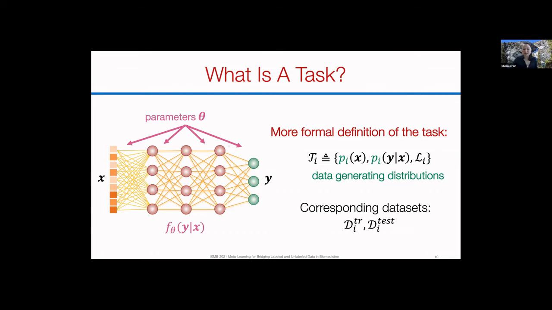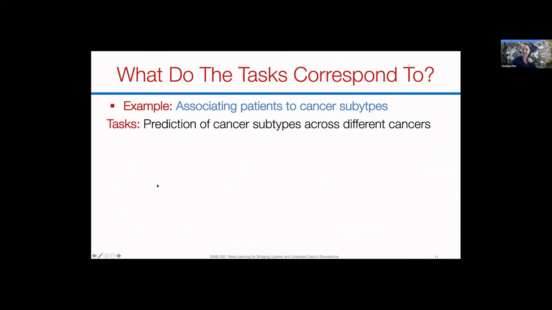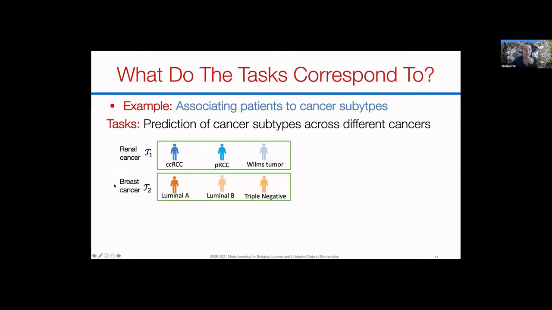So what do these tasks actually correspond to? Let's look at an example where we want to associate patients to different cancer cell types. Different tasks are going to correspond to the prediction of cancer subtypes across different cancers. So different tasks will vary in which cancer you are looking at. For example, one task might be to predict the subtype of different forms of renal cancer. Another task might correspond to breast cancer, where we want to predict if it's luminal A, luminal B, and so forth. Another task could be bladder cancer, and so on and so forth.